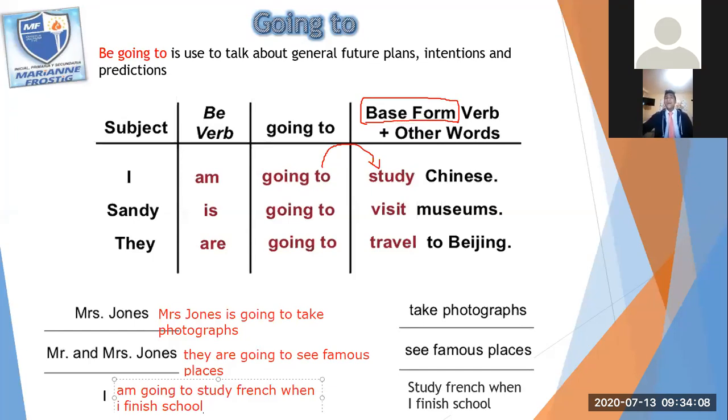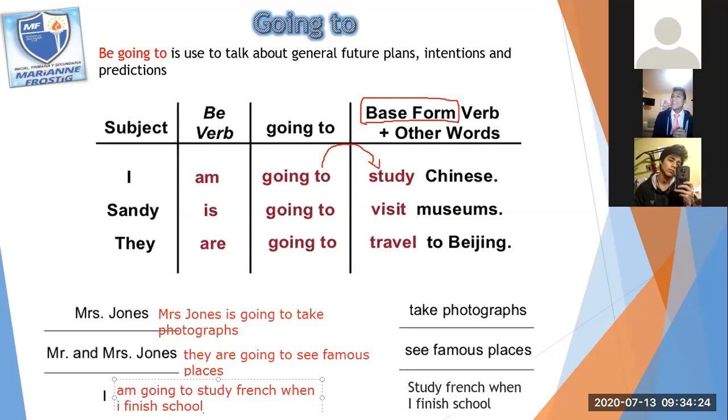Perfect. And now, listen, two options. I not am going to study Chinese, or I am not going to study Chinese. What is the correct option? I am not. Very good. Always remember this. To make a negative sentence, we use not.